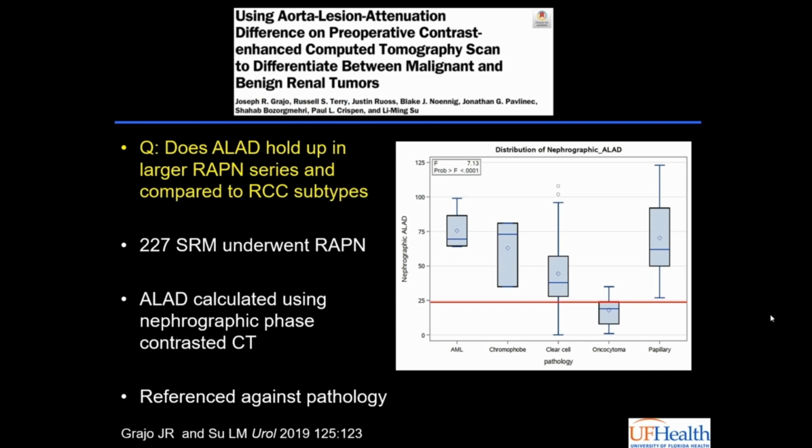And again, the whole concept of this is that it capitalizes on how these kidney tumors get brighter after contrast administration in a different manner. Those that get brighter quickly, if you subtract that from the aorta, the value is very low. Those that brighten up or enhance slowly or less avidly have a lower number, and therefore the ALAD value is much higher. And so this is the principle behind using ALAD to sort out those that are benign versus malignant.